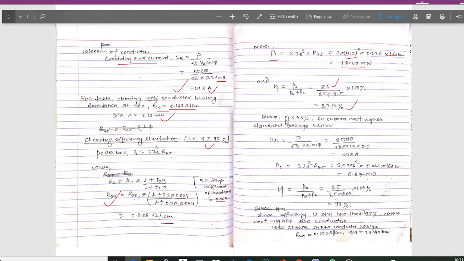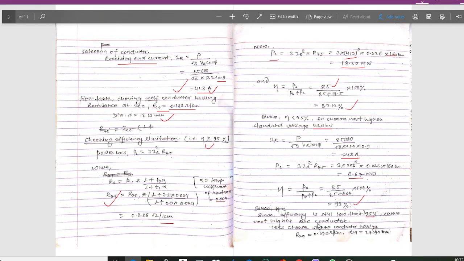Since the efficiency is less than 95%, we'll choose the next higher standard voltage, 220 kilovolt. If you choose 220 kilovolt, the value of IR will be P upon root 3 VR cos phi, and you will get 248 amperes. Similarly, PL will be 3 IR square into R75. If you calculate, we will get 6.61 megawatt. Similarly, on calculating the efficiency we get 93%, and still the efficiency is less than 95%.